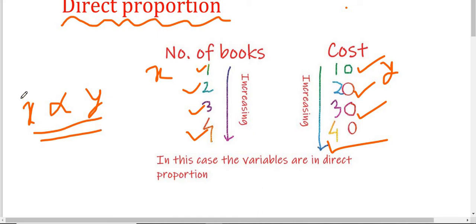So you have to understand the concept of direct proportion. The very simple concept: if X is increasing, Y also should increase. If X is decreasing, then Y also should decrease. Means same thing. Increase then increase, decrease then decrease. Then the variables are said to be in direct proportion.